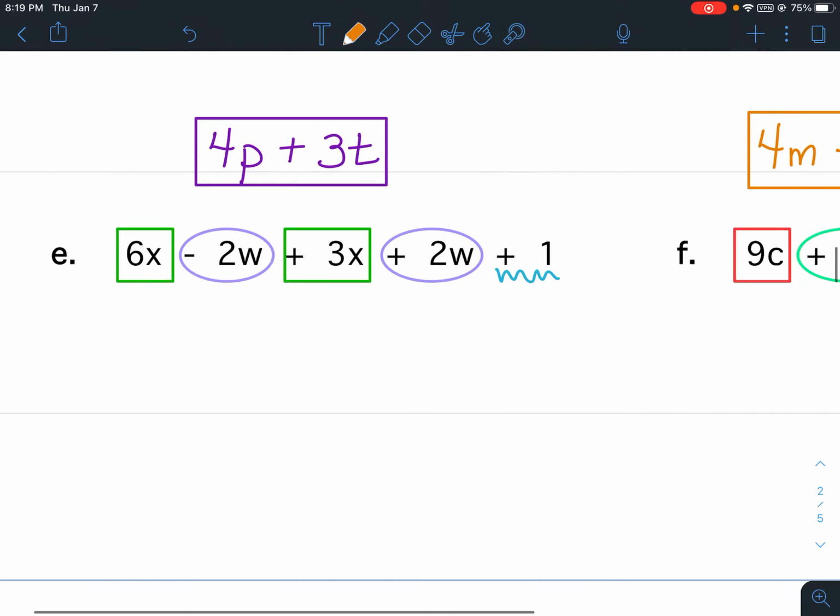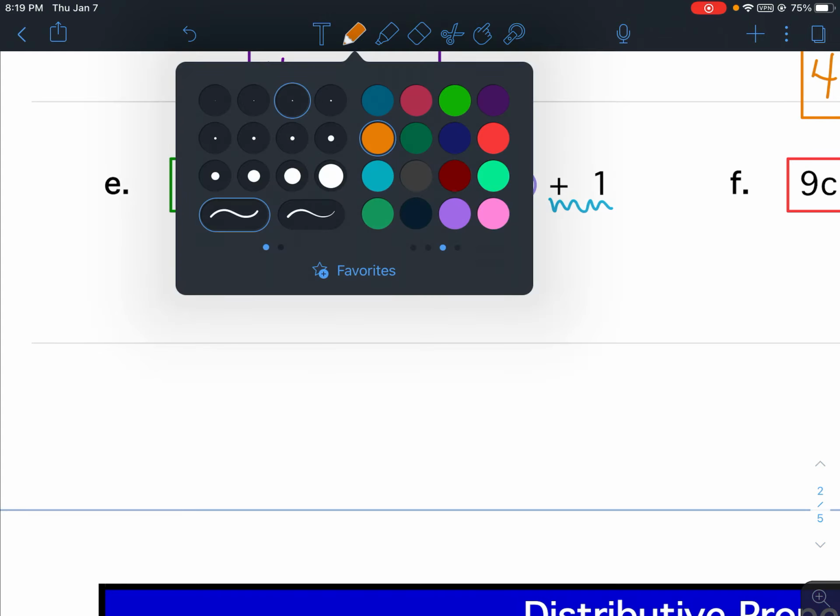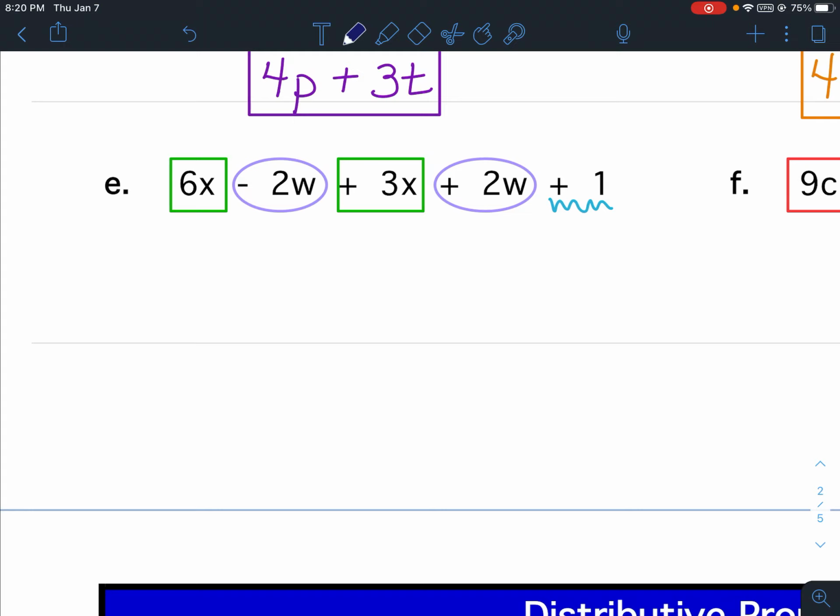All right. For E, I boxed my X terms, circled my W terms, and underlined my constant terms. Which would come first? That would be my W terms. Well, I've got a positive 2W and a negative 2W. Remember, when you've got numbers that are opposites, one's positive and one's negative, the sum of opposites is 0. In other words, my W terms are going to cancel out. So I'm just going to put lines through them like that. They cancel out. So now I'm going to combine 6x plus 3x to get 9x. And this is the only constant term, so I bring down the plus 1.